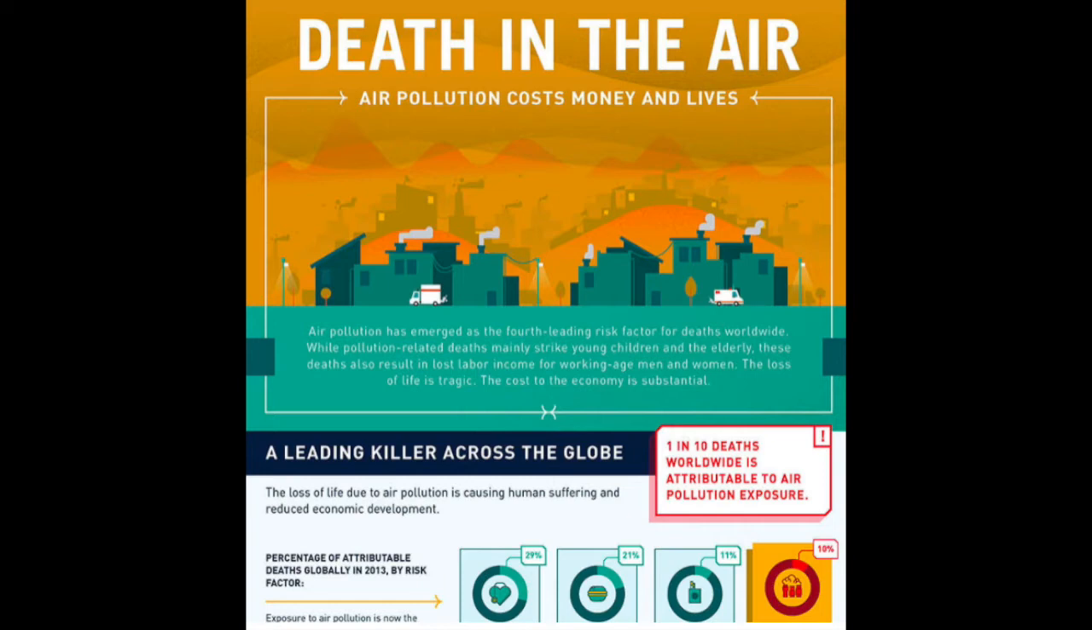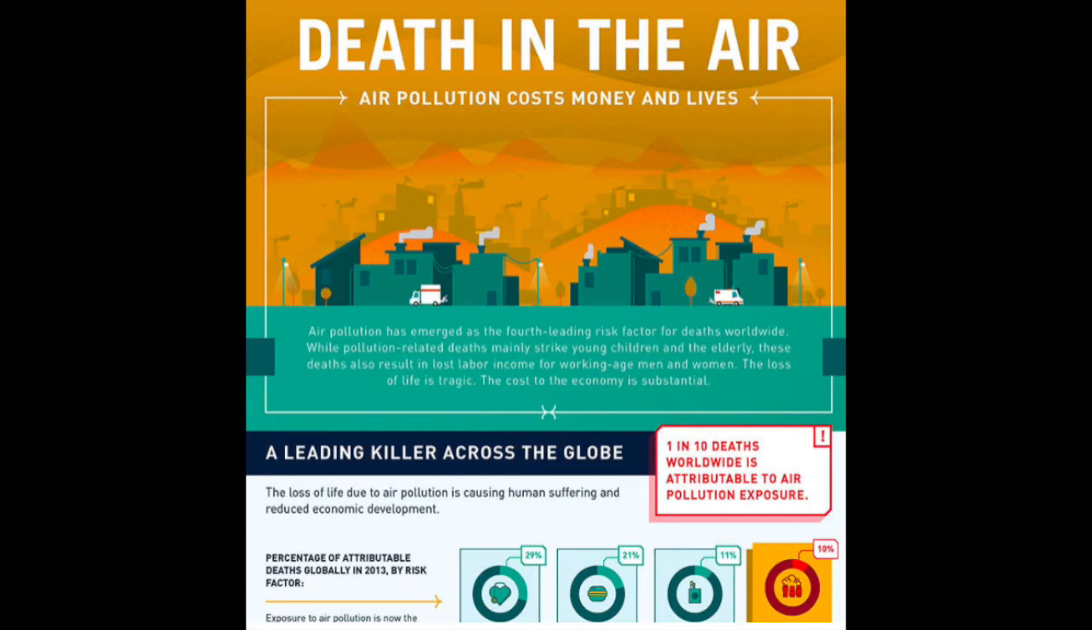The next thing my eyes jump to is air pollution costs money and lives, which is another big statement. In small, light font, it gives a big description that it's kind of hard to read here, but I'll read it for you. It says, air pollution has emerged as the 4th leading risk factor for deaths worldwide. While pollution-related deaths mainly strike young children and the elderly, these deaths also result in lost labor income for working men and women. The loss of life is tragic, and the cost to the economy is substantial.